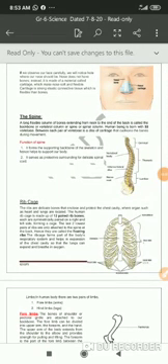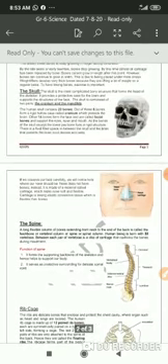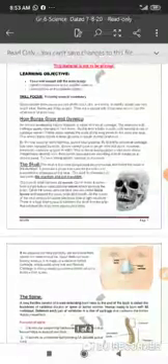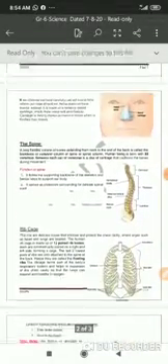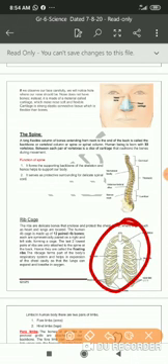Since we have started recapitulation of body movements, and we have already tried to understand some basic functions of the skeleton system, skull, and spine. Today we will be discussing the rib cage. It is the third portion of our skeleton system.